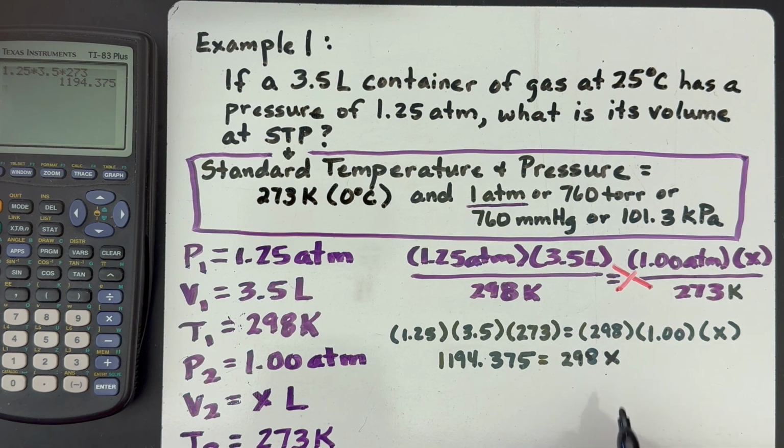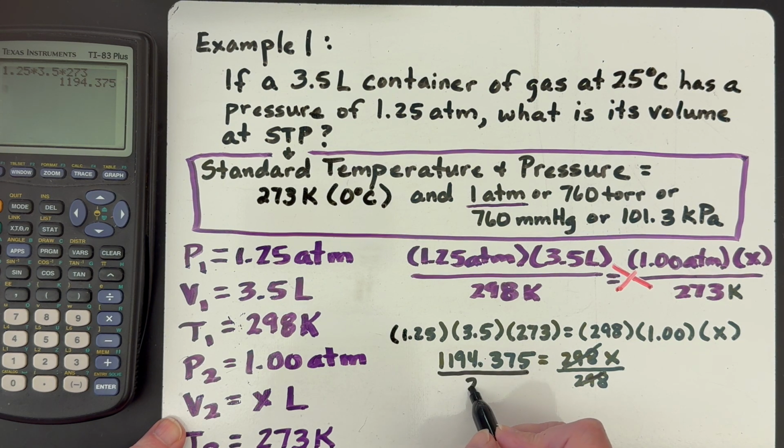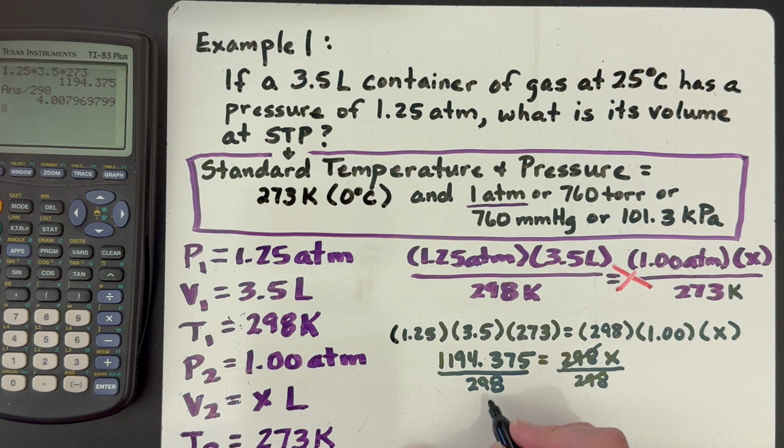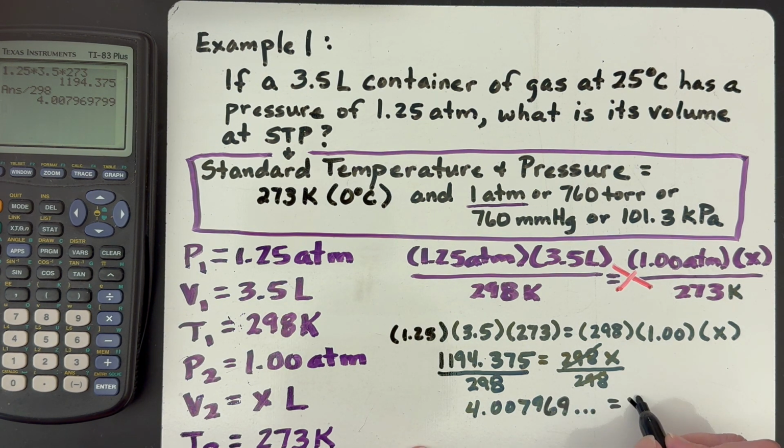Now we want to get X by itself. Since this is multiplied, we have to divide by 298 to cancel it on this side, but to keep it equal, whatever we do on the right, we're going to have to do on the left. So we're going to have to divide by 298 on this side as well. So we're going to take our number here and divide by 298, and we get 4.007969, etc. equals X. Now we are solving for volume, and our volume's coming out in liters.